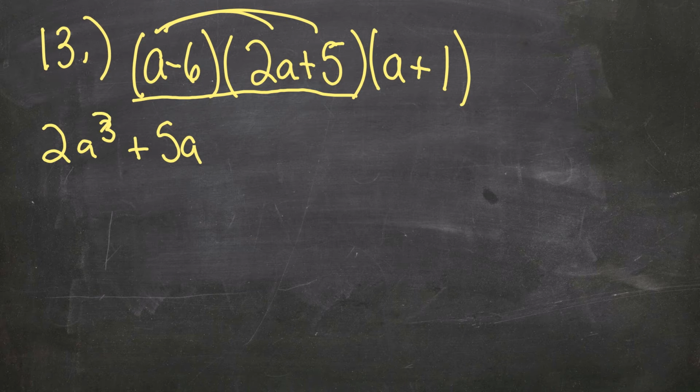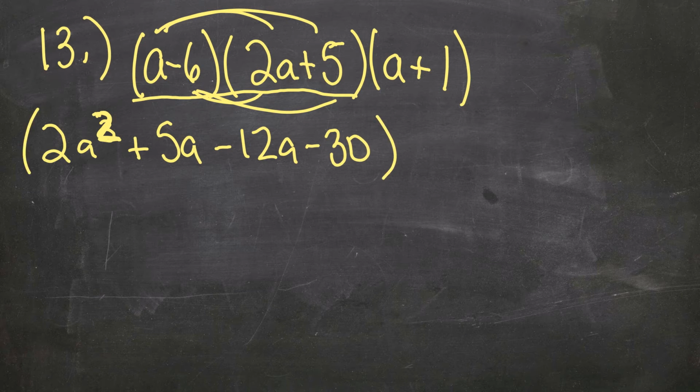I messed up, it should be 2a squared there. Negative 6 and 2a is minus 12a. Minus 6 and 5 is minus 30. Combine like terms, so I end up with 2a squared minus 7a minus 30.